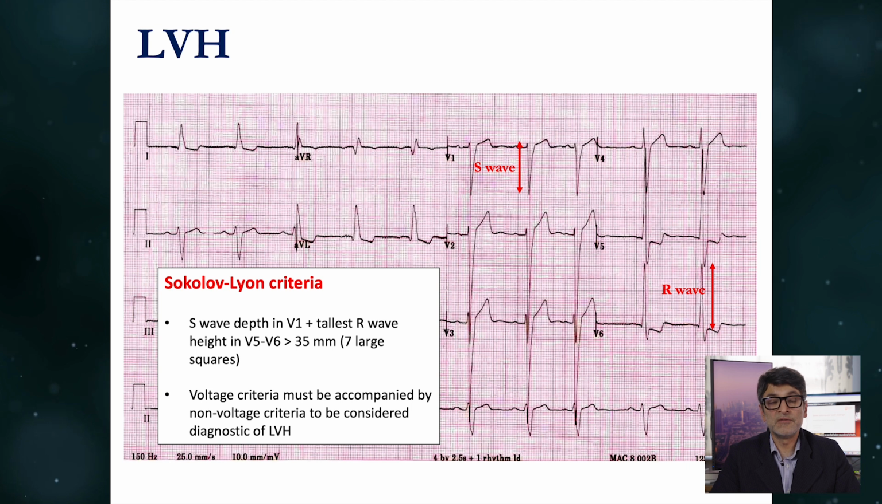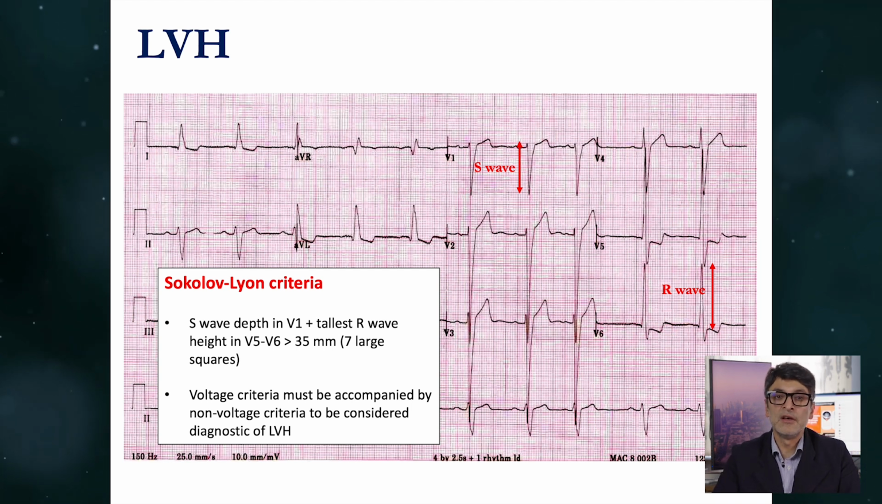If you have someone who's got a very slim physique or muscular, they may well have increased voltages simply because of their physique, but if they don't have the strain criteria, you should not and cannot call it left ventricular hypertrophy. They may still potentially have LVH, but they don't actually meet the criteria for pathological LVH by the Sokolow-Lyon criteria. So let's frame this with a case.